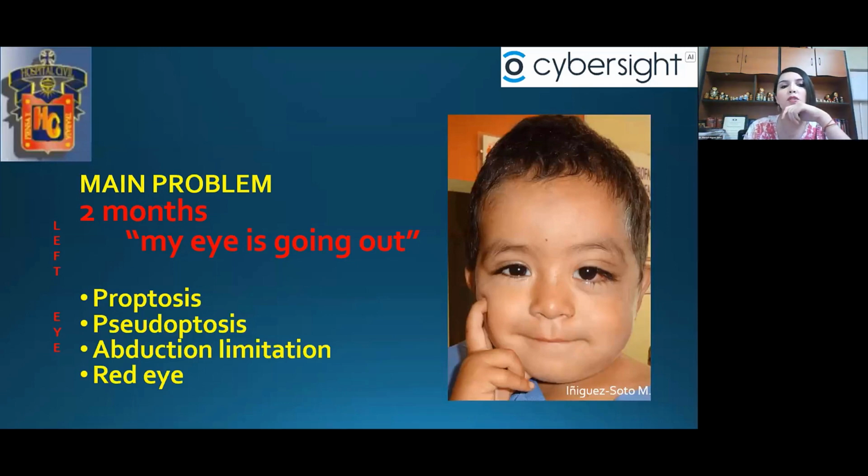And in this picture, we can see the situation of the patient in the first visit. We can see the proptosis of the left eye, pseudoptosis. He had a limitation in the abduction movement of the left eye and red eye in an intermittent form.